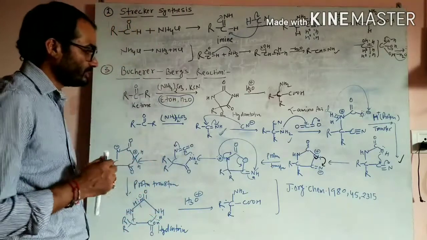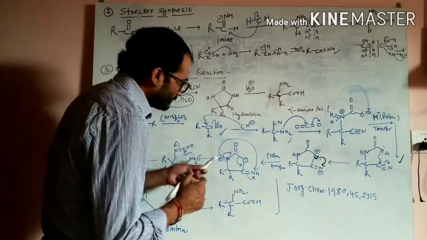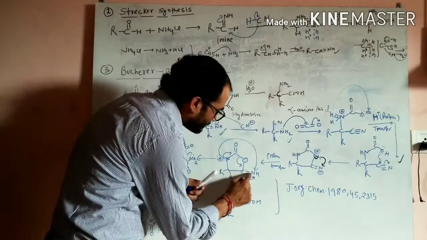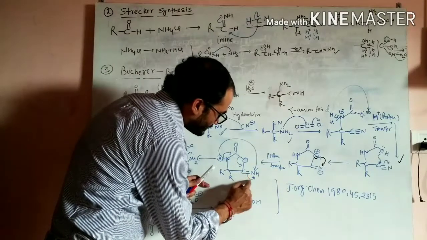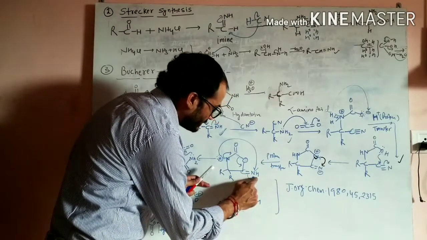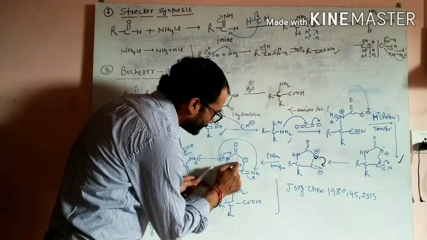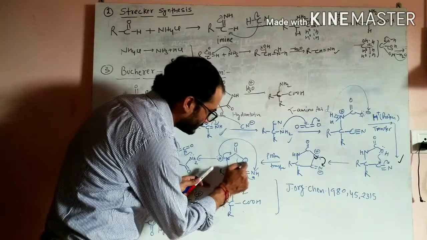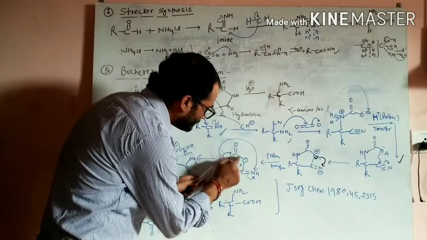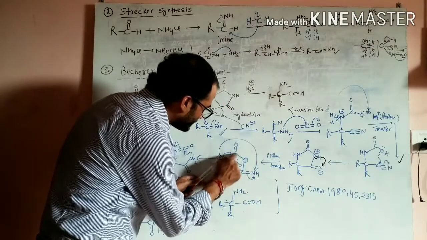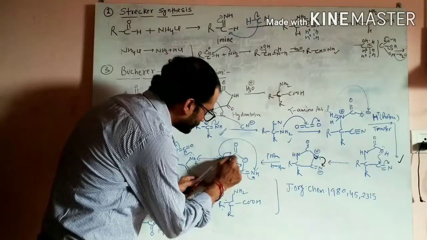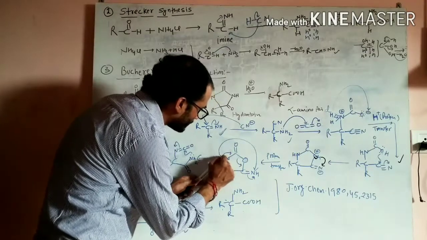What is actually happening here? The reaction started from here. This C double bond N is ionized towards nitrogen, and simultaneously this bond will cleave, and this electron pair moves from here to here. Now it will convert into C double bond O. And this bond will cleave, and this N and C double bond O, this bond is converted into N double bond C. This bond is coming from here to here.